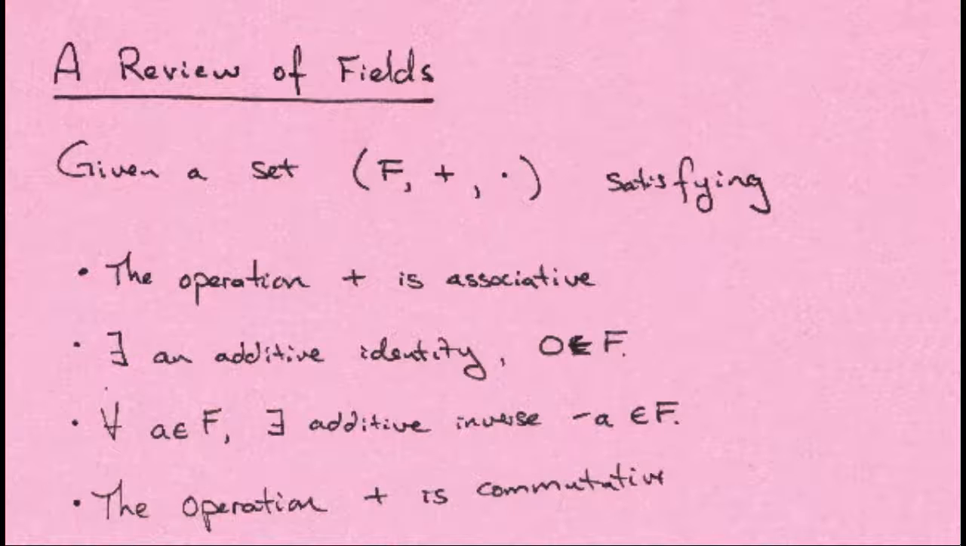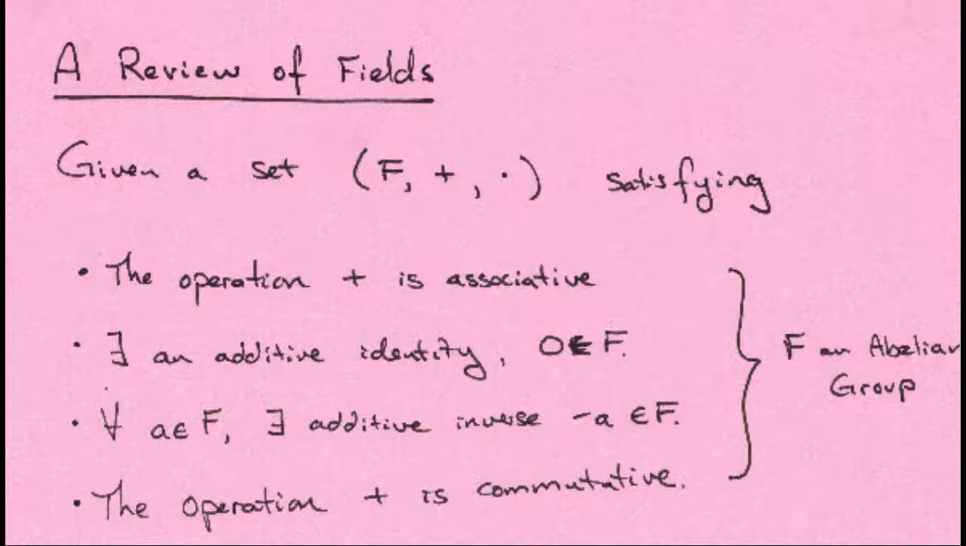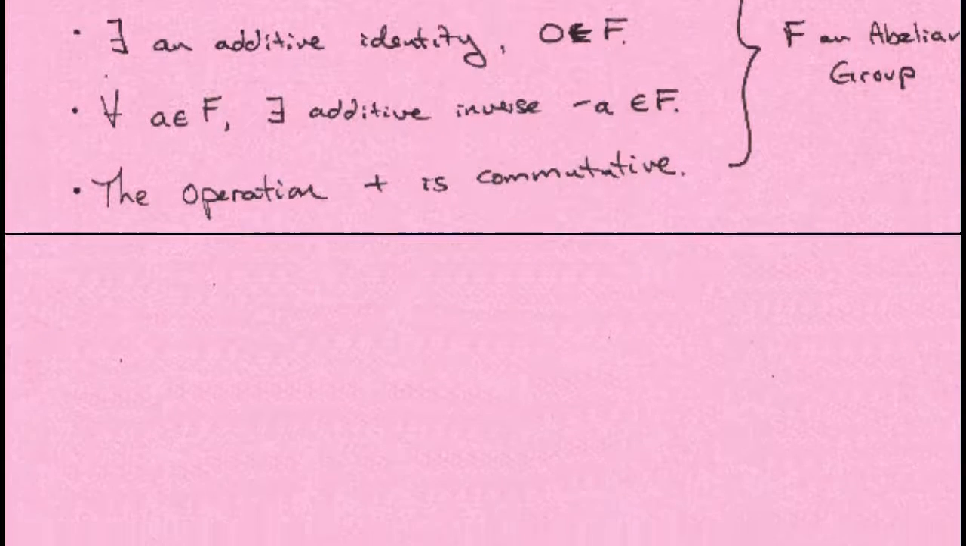Now, if we have all four of those things and we put those all together, what that really means is that F with the operation of addition actually forms what is called an abelian group. Now that we've got an abelian group, let's see what extra additional structure this operation of times can add on. Well, again, we'll begin by assuming that the operation of times is going to be an associative binary operation.